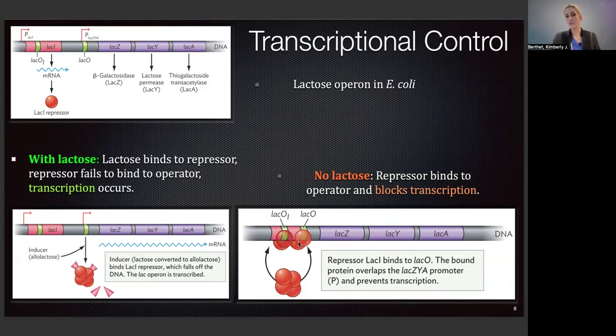A little bit of lactose is in, no glucose is available. We want to make more of these genes. Allolactose prevents the binding of the lac repressor, which allows the transcription with an RNA polymerase to make lac Z, Y, and A, the genes responsible for breaking down lactose. So now that lactose is available, we want these genes, we want to upregulate expression on them.